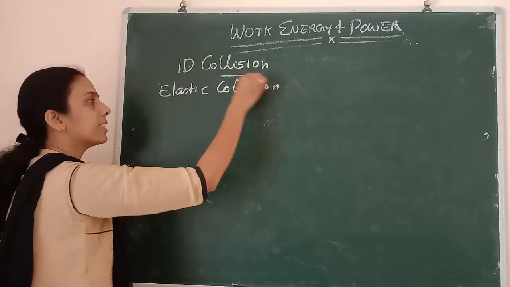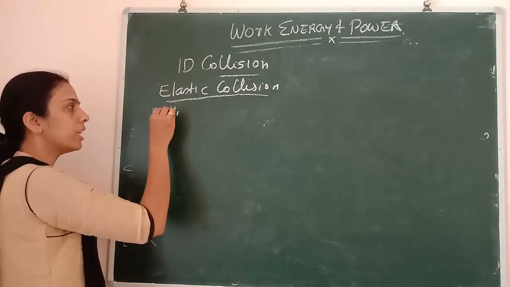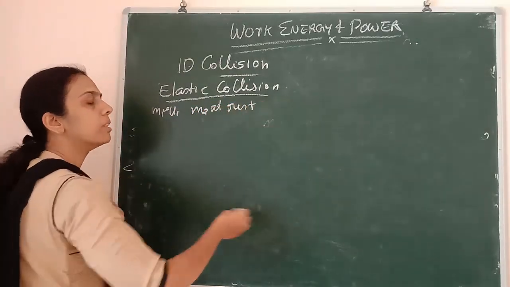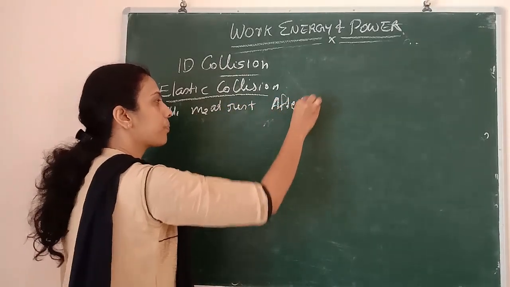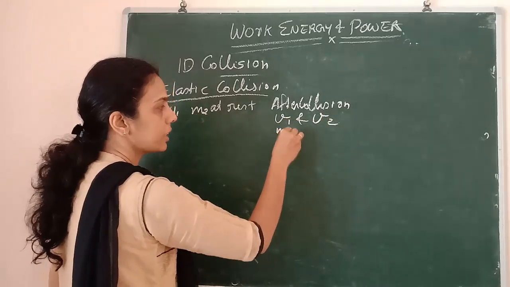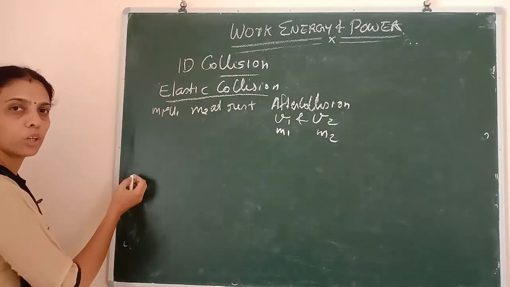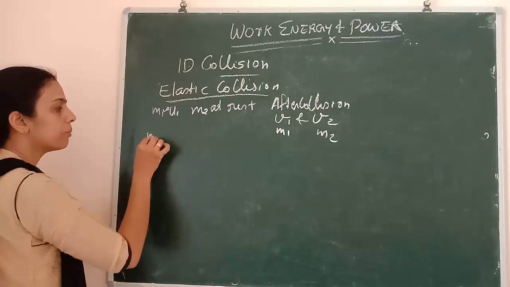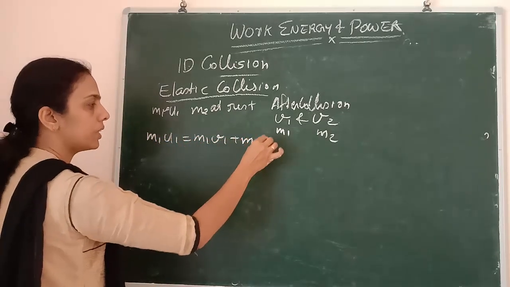In the case of elastic collision also, we are considering momentum. m1 is moving with u1, m2 is at rest, and after collision the objects are moving with velocities v1 and v2 respectively: for m1 it is v1 and for m2 it is v2. In elastic collision, momentum is a conserved quantity and kinetic energy is also a conserved quantity. So m1 u1 will be equal to m1 v1 plus m2 v2.